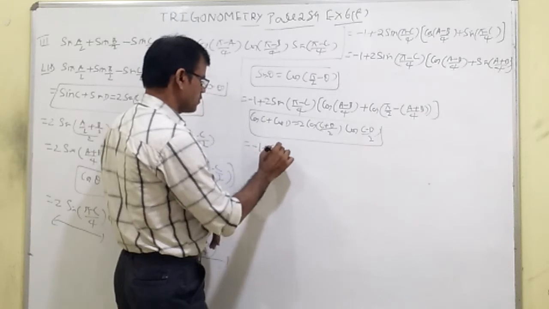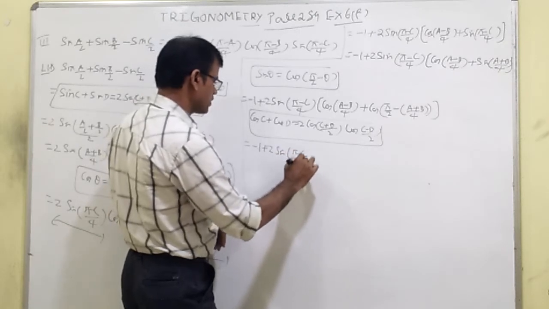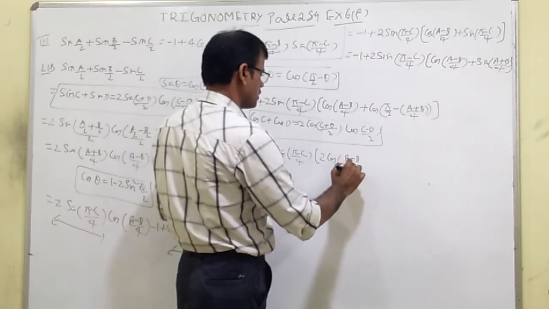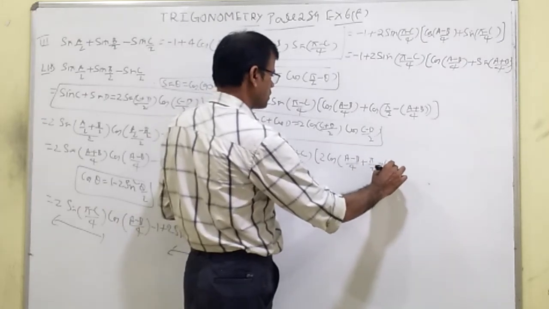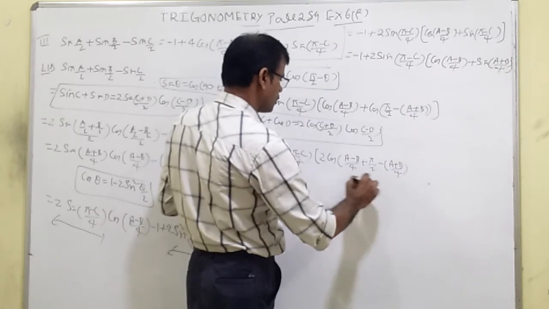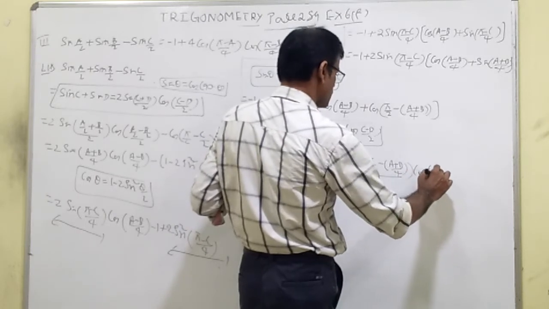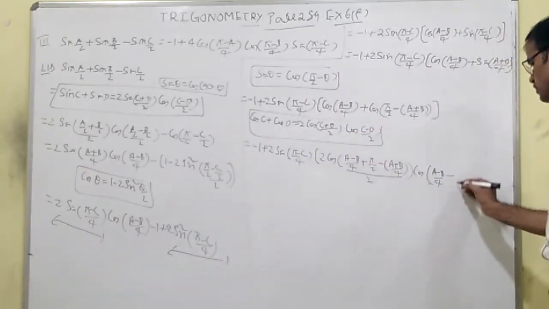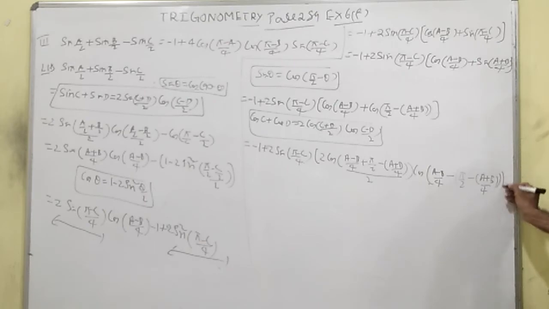That is equal to minus 1 plus 2 sin of (pi minus c)/4 into 2 cos of, you should write like this, [(a minus b)/4 plus pi by 2 minus (a plus b)/4] whole by 2, into cos of [(a minus b)/4 minus, because c minus d by 2, minus (pi by 2 minus (a plus b)/4)] bracket close whole by 2.